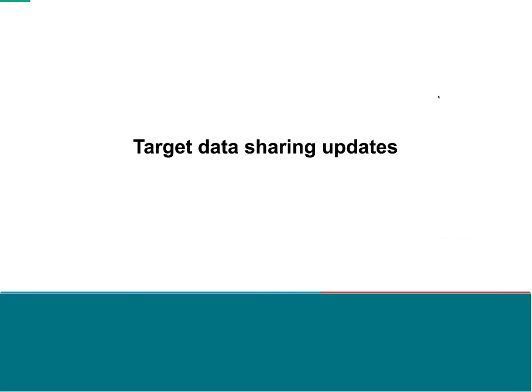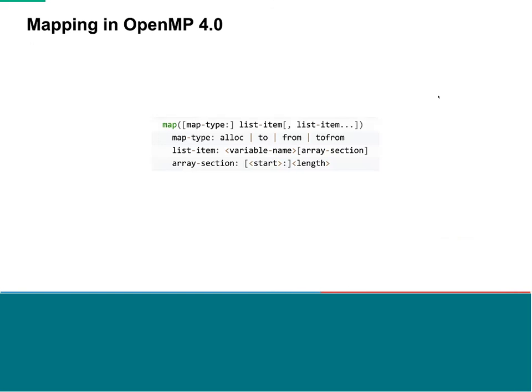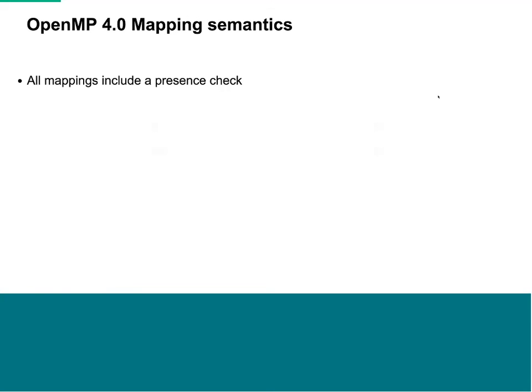First is updates, or rather updates to data mapping. So in OpenMP 4.0, we added the map construct by which you can allocate, create a view to the device, from the device, or both directions for variables and array sections of pointers and arrays. The mapping semantics for OpenMP 4.0, while vaguely related to other models like OpenACC, did things a little bit differently in that they all include a presence check.